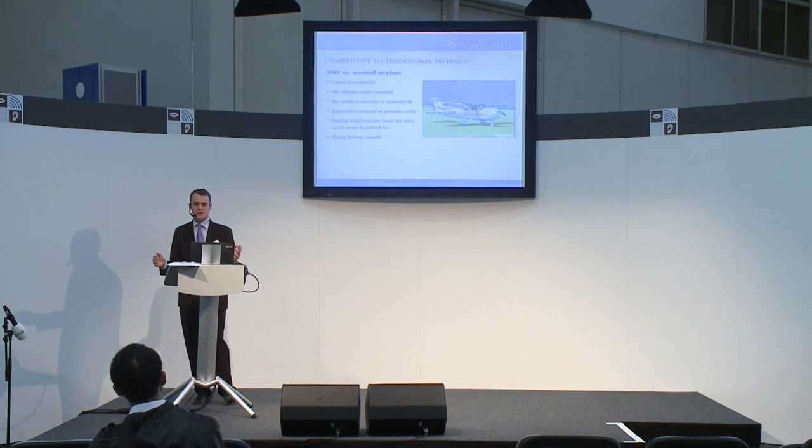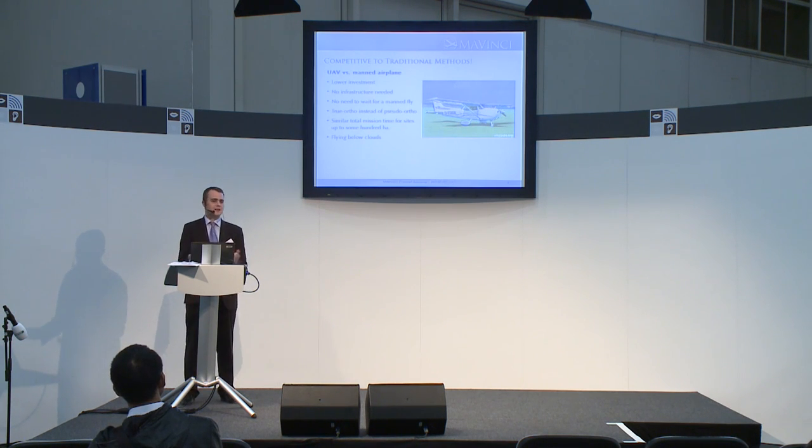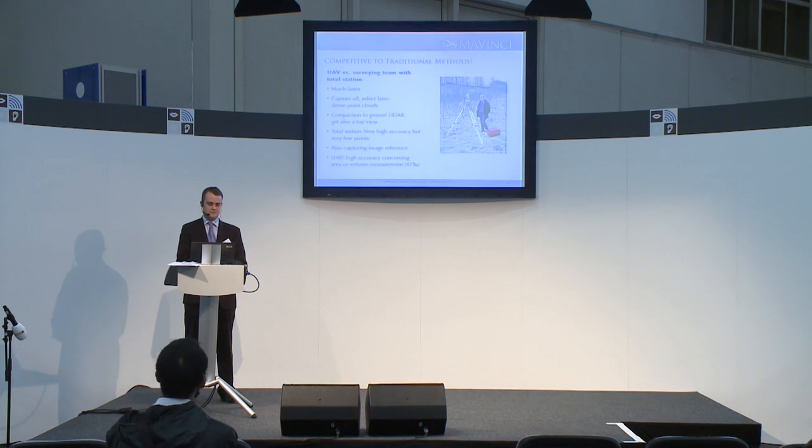And what's also important, we typically fly below clouds. So our typical flying altitude is 150 meters. That gives us 3 centimeters ground sampling distance. And in many places you're not allowed to fly with manned airplanes that low.